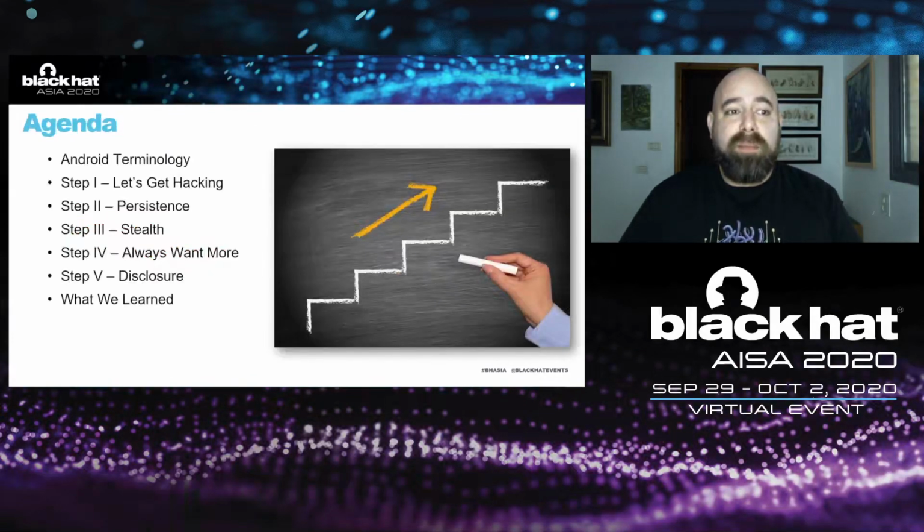So I will start with some Android terminology just to make sure we are aligned and everyone knows how to use the terms. And then we will go step by step as a hacker would go. First, we will just start hacking. Then when we do find a hole into the system, we'll try to be persistent and stay there. Step 3 will be stealth. And then we'll move into the fun part of always wanting more, because this is what hackers want. The important part of disclosure, and then we'll try to summarize and learn something from this story.